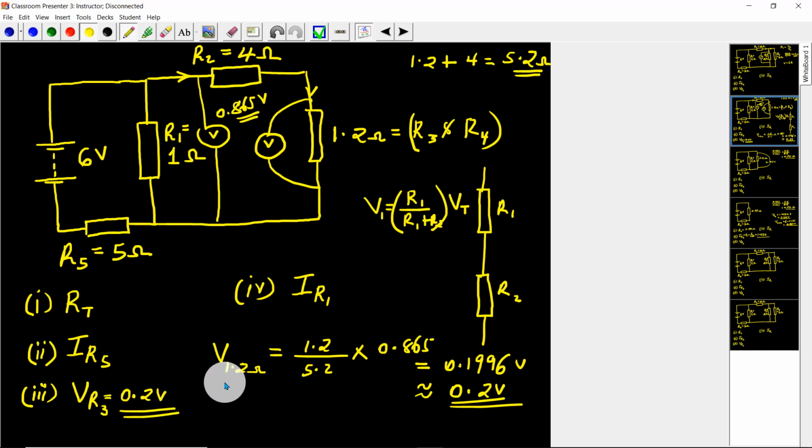Very simple. Lastly, I want the current through R1. Where is R1? R1 is the 1 ohm resistor. In order to get the current through R1, I can divide the voltage across it, which is 0.865 volts, by the resistance itself, which is 1, and I get 0.865 amperes. That is how I would work out this question.